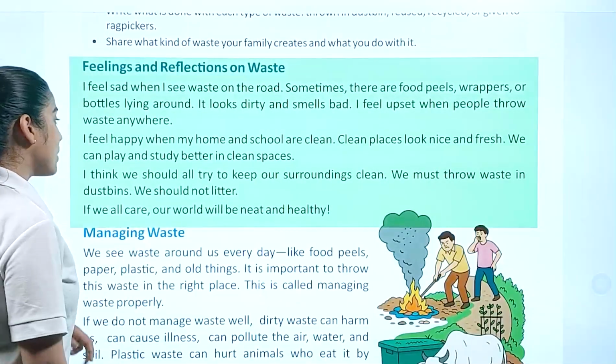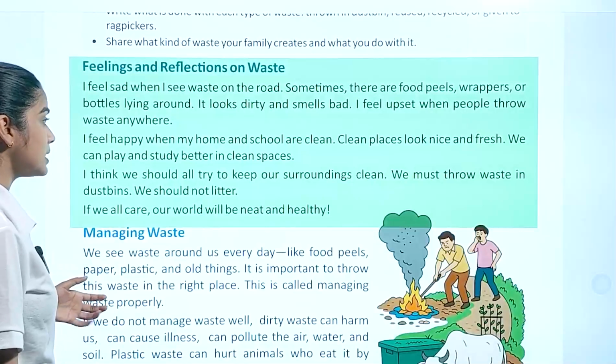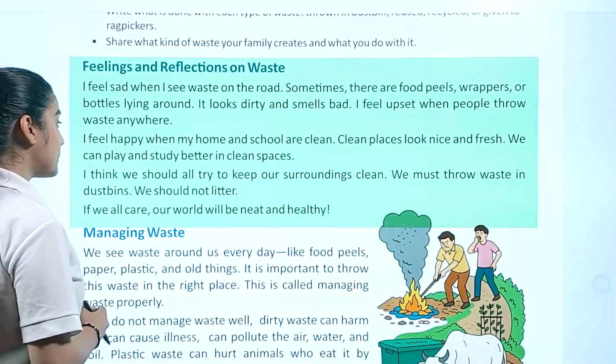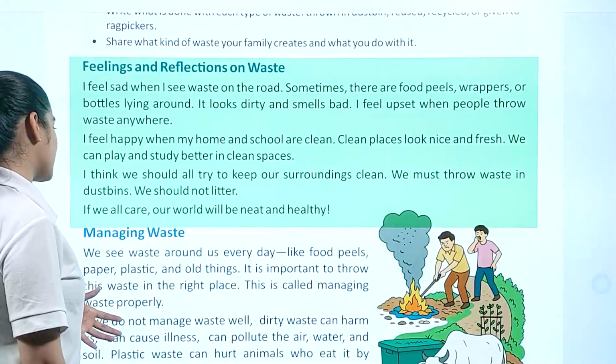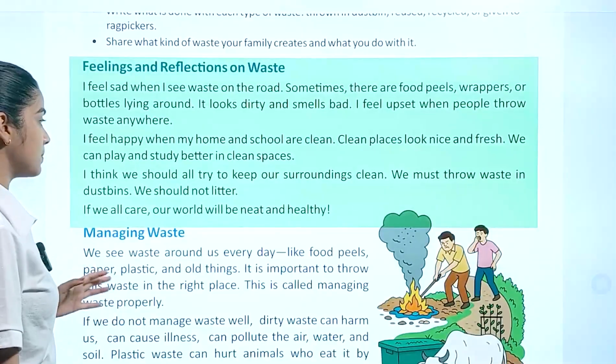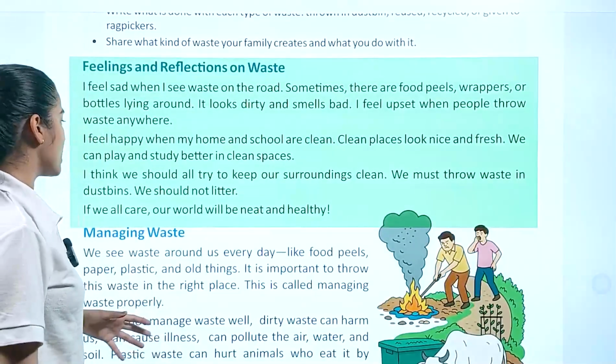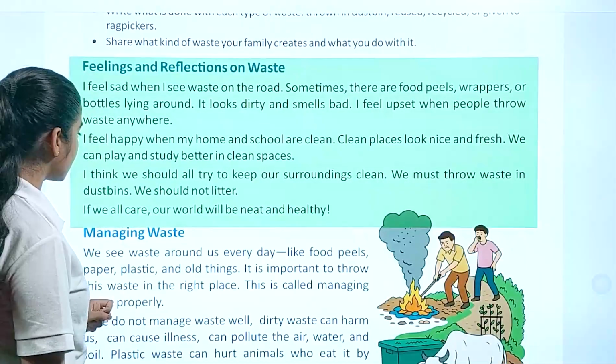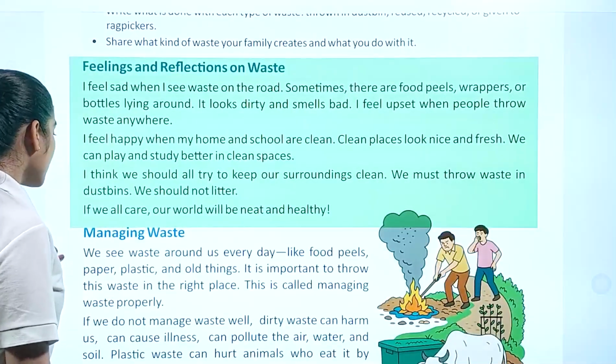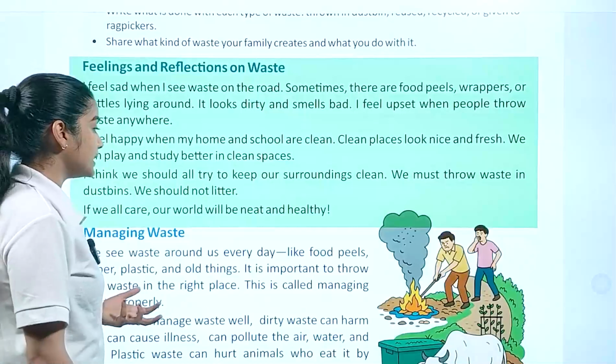I feel happy when my home and school are clean. Clean places look nice and fresh. We can play and study better in clean spaces. I think we should all try to keep our surroundings clean. We must throw waste in dustbins. We should not litter. And if we all care, our world will be neat and healthy.